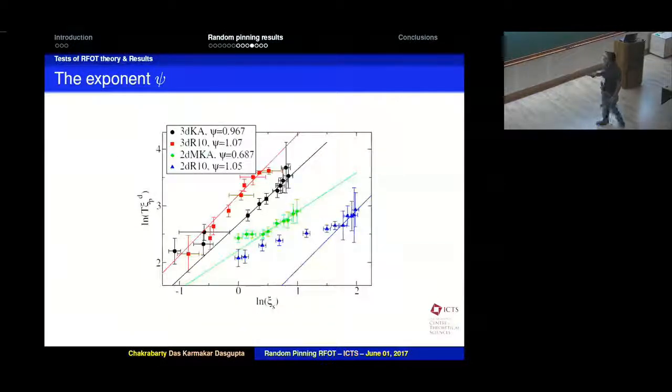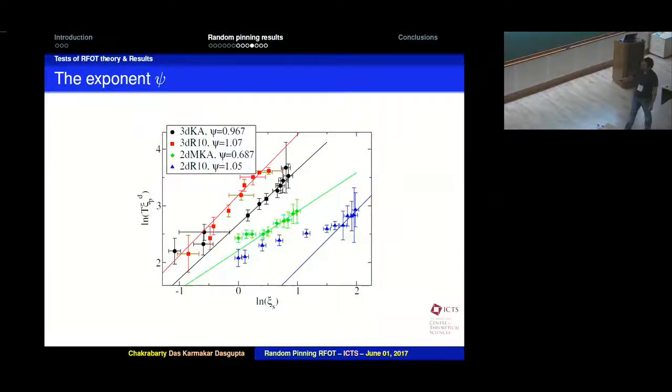Next we try to calculate the exponent psi of RFOT theory, and this is a part where, at least for the 2D R10 model, the data is very noisy. If you had to get an exponent psi out of it, the values are these: very close to 1 for 3 of these 4 models, and it's 0.7 for the other one.